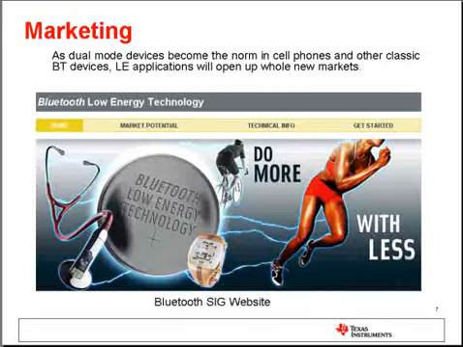This is a marketing slide from the Bluetooth SIG, visually demonstrating what most research studies have shown today, which is as dual mode devices become the norm in cell phones and classic Bluetooth devices, the sensor market space around BLE will simply grow exponentially. TI, being involved in supporting solutions for both dual and single mode, gives us a unique advantage to not only deliver an extremely robust and mature BLE solution, but also puts us in a situation where we can help the Bluetooth Low Energy ecosystem by making early connections and partnerships between dual and single mode manufacturers.